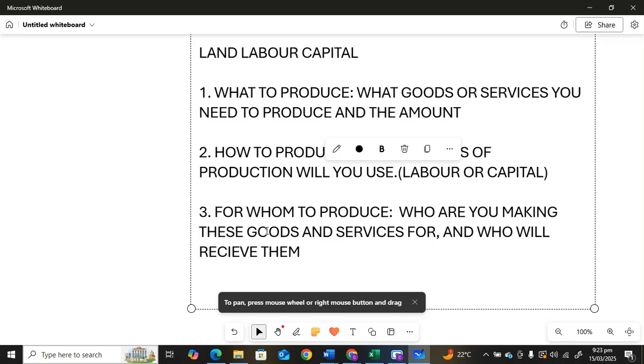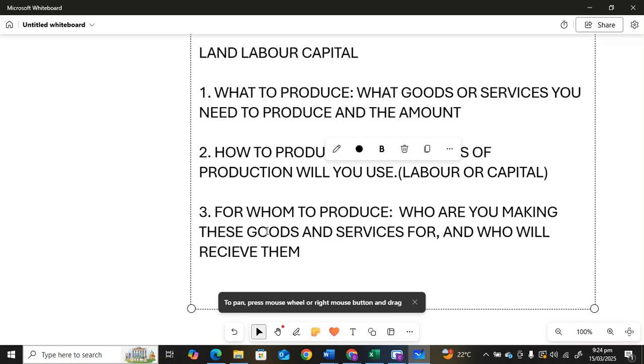So, as a farmer, you can sell your produce to the Food Reserve Agency here in Zambia, or you can sell it to the retail shops. Basically, you're talking about who are going to be your customers, who's going to be buying your goods.